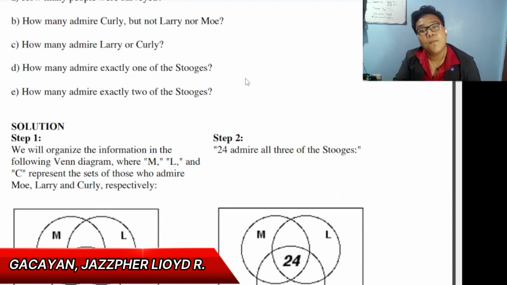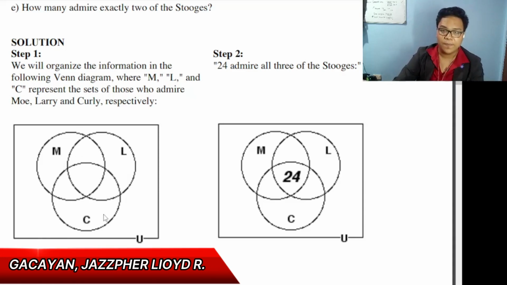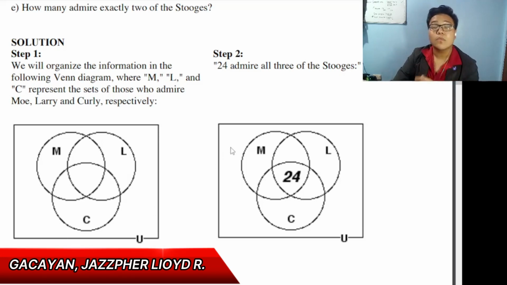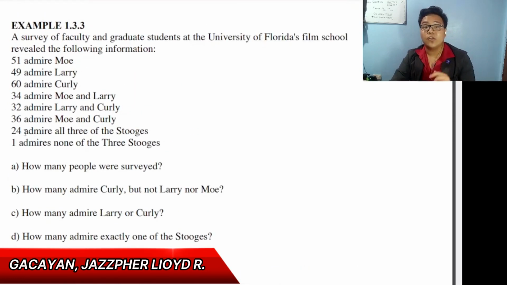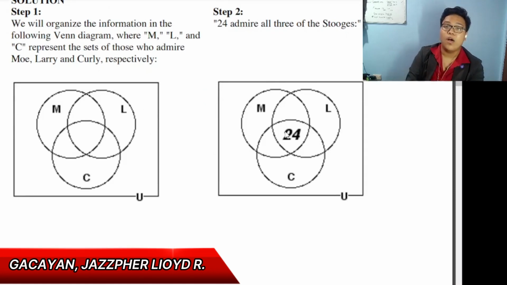We have multiple steps. First of all, we have to do our Venn diagram. For our Venn diagram here, we have 3 circles: one for Mo, one for Larry, and one for Curly. And next is a box, aka the universal set. The next step is that we add all of the 24 people who admired all of the Three Stooges. So we add it in the middle, where all of the circles meet.